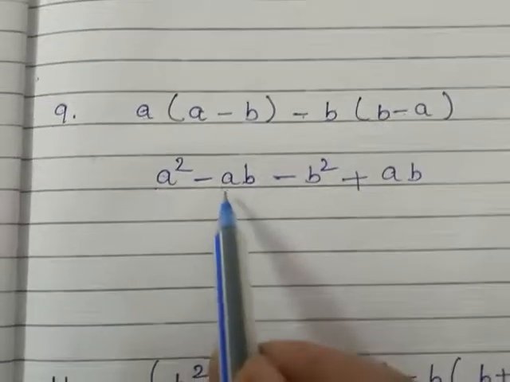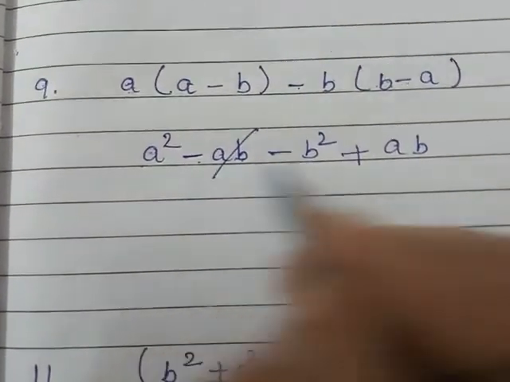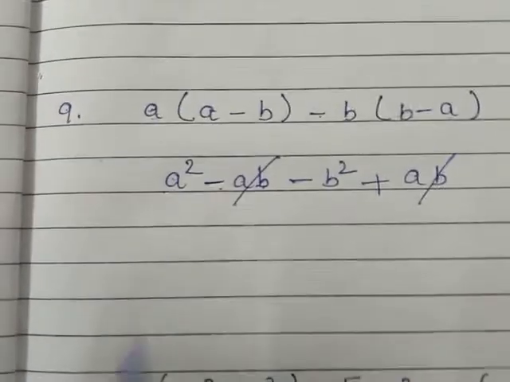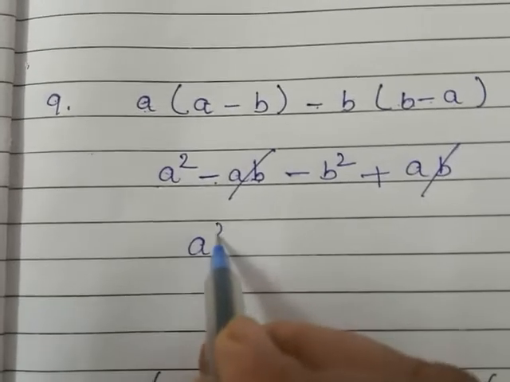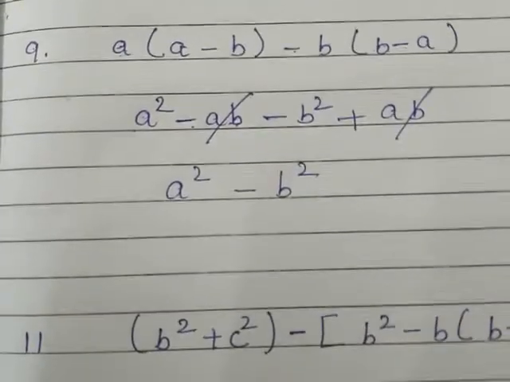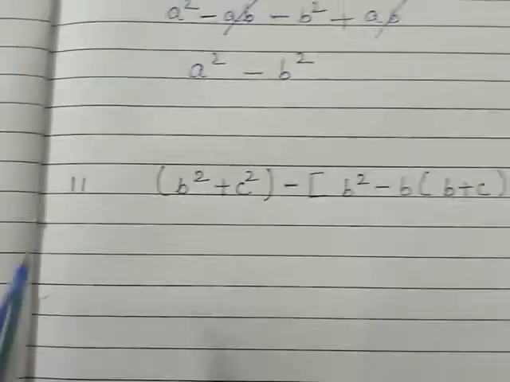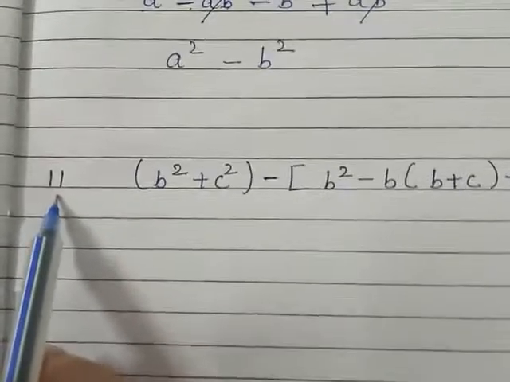See, now we have minus ab and plus ab. So we will cancel minus ab and plus ab. So what do we get here? a square minus b square. Understood, children? Now, one more I have done as an example, that is question number 11.